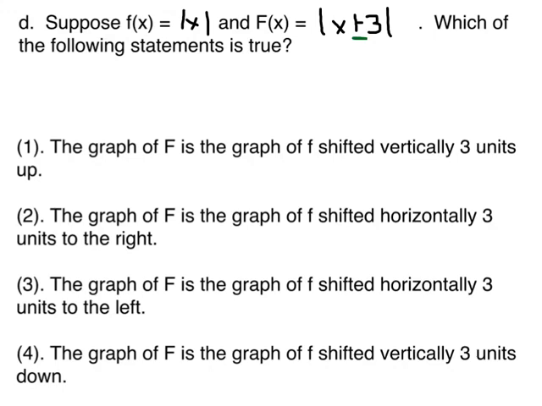3 says the graph of f is the graph of f shifted horizontally 3 units to the left. And 4 says shifted vertically 3 units down. Actually, number 3 is going to be correct for this statement. Absolute value of x plus 3 is going to be shifted horizontally to the negative 3 on the x-axis.